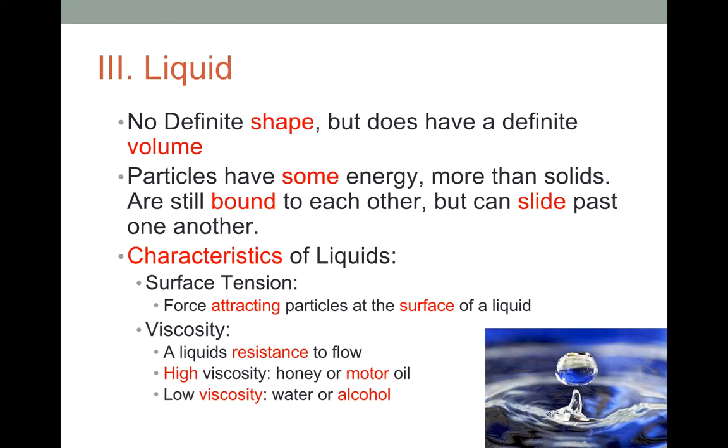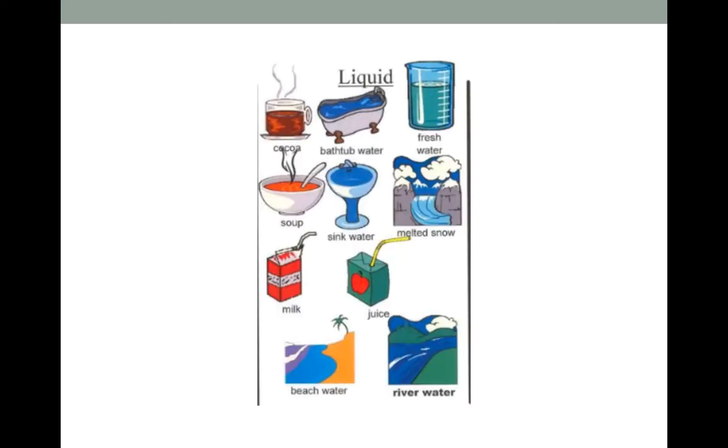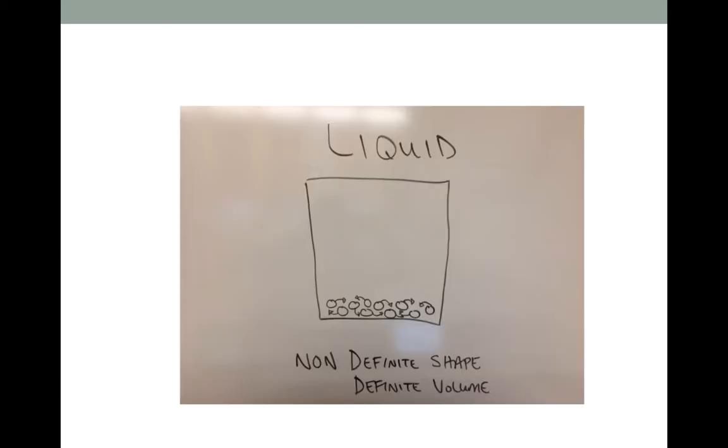Viscosity is a liquid's resistance to flow. A high viscosity liquid are things that move slowly, like honey, motor oil, syrup. A low viscosity liquid is fast-moving liquid, like water or rubbing alcohol. Examples of liquids. Again, I'm sure you guys can name a whole bunch.